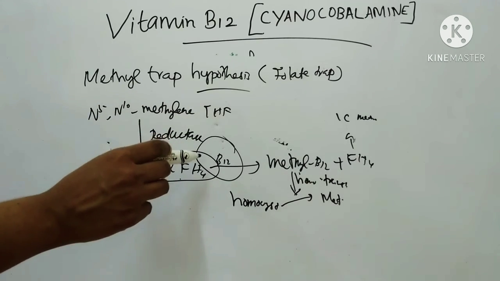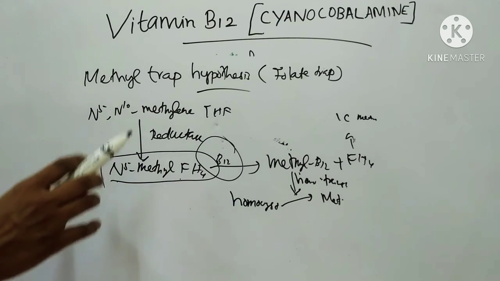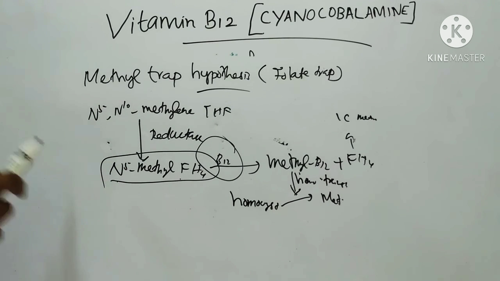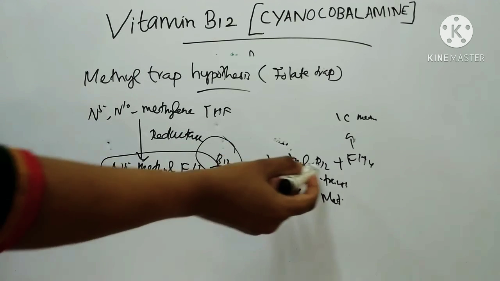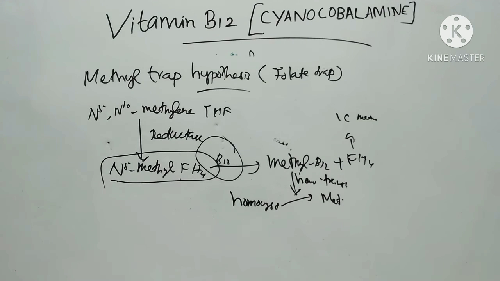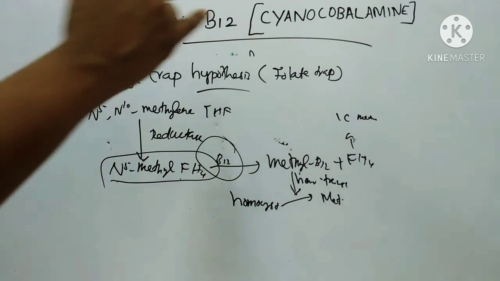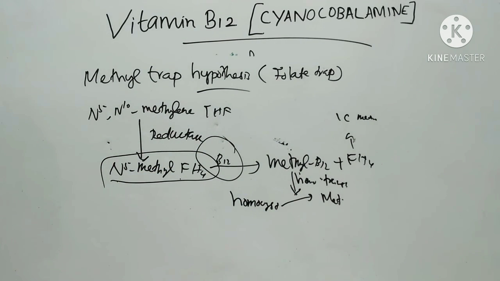In B12 deficiency, this conversion does not take place, so folate is trapped in the form of N5-methyl FH4. So it is known as folate trap. It is not available for the C1 metabolism, one carbon metabolism. This results in diminished synthesis of thymidylate and DNA. Increased folate levels are observed in plasma and the activity of the enzyme homocysteine methyl transferase is low. That is called methyl trap hypothesis or folate trap.